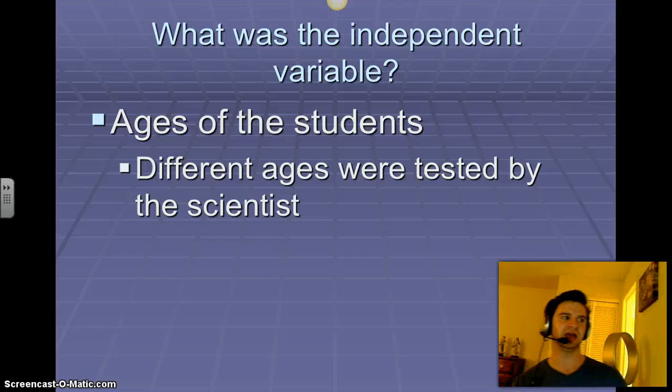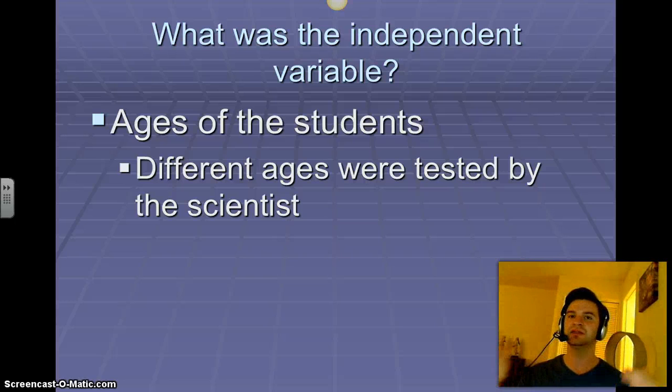Different ages. I had Billy, who's in 2nd grade. I had Jimmy, who's in 4th grade. I had Sarah, who's in 7th grade. The age difference was the independent variable. It's what I changed. That's what I was testing. I changed this in the experiment.